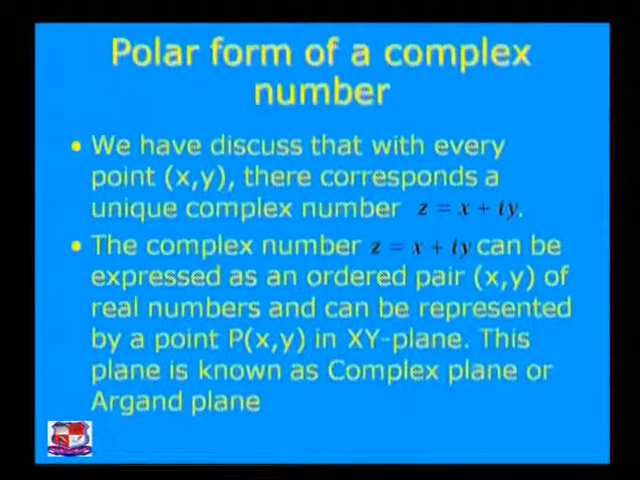Okay, so the complex number z is equal to x plus iy can be expressed as an ordered pair xy. What I have said to you, the ordered pair xy of real numbers can be represented by a point P of xy in the xy plane.